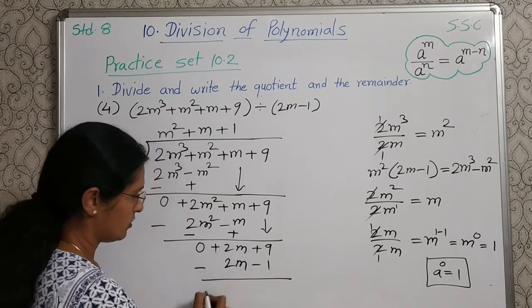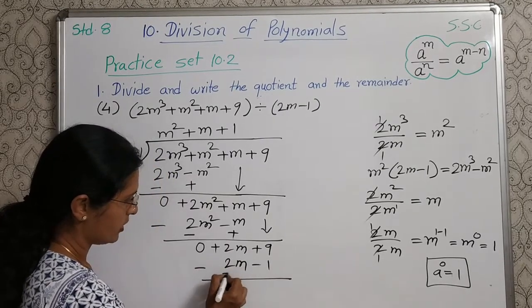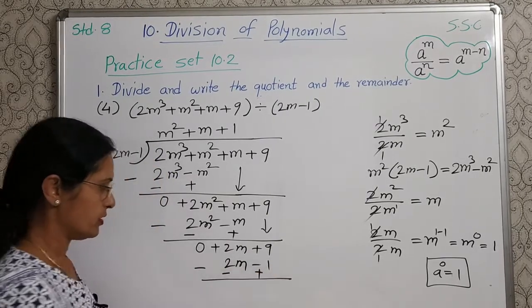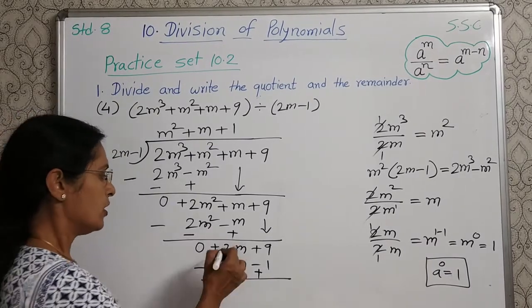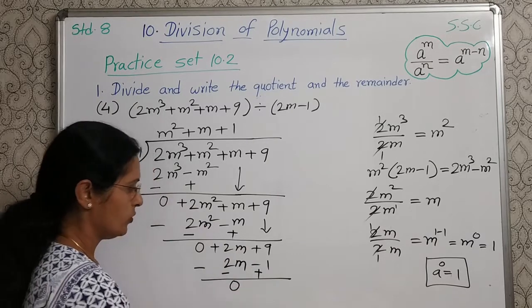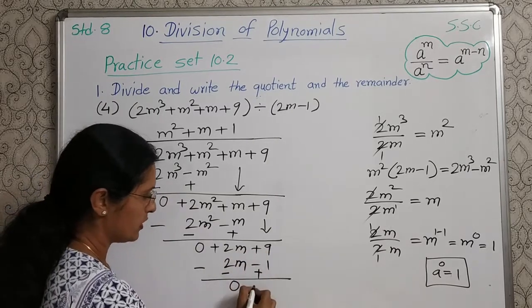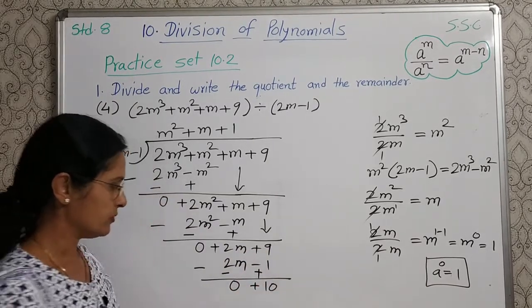Now subtract. For that, change the signs. So here it will be minus, here plus, because here it is plus, it will become minus. 2m minus 2m is 0. Plus 9 plus 1 is plus 10.